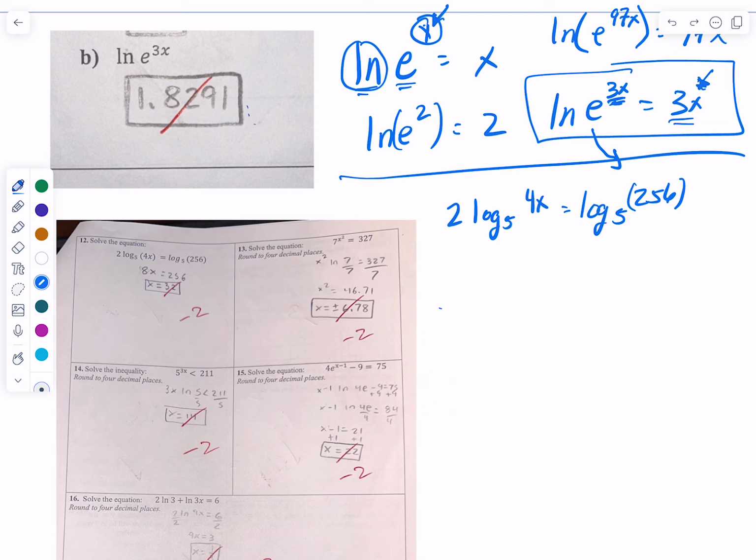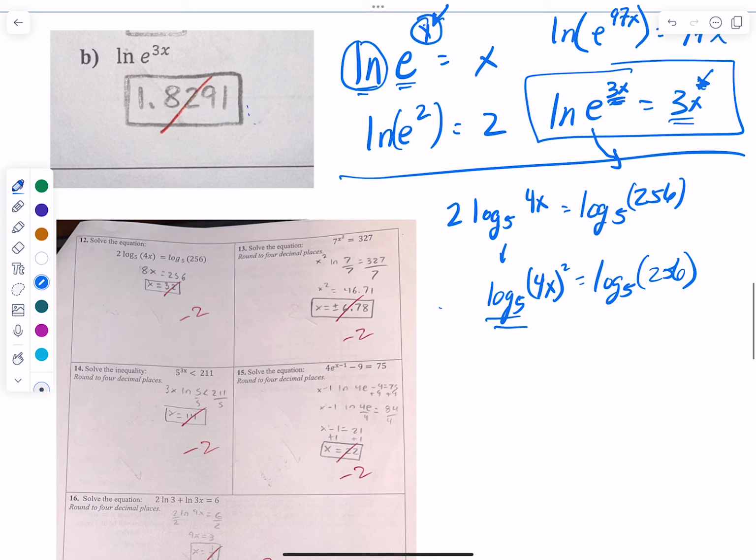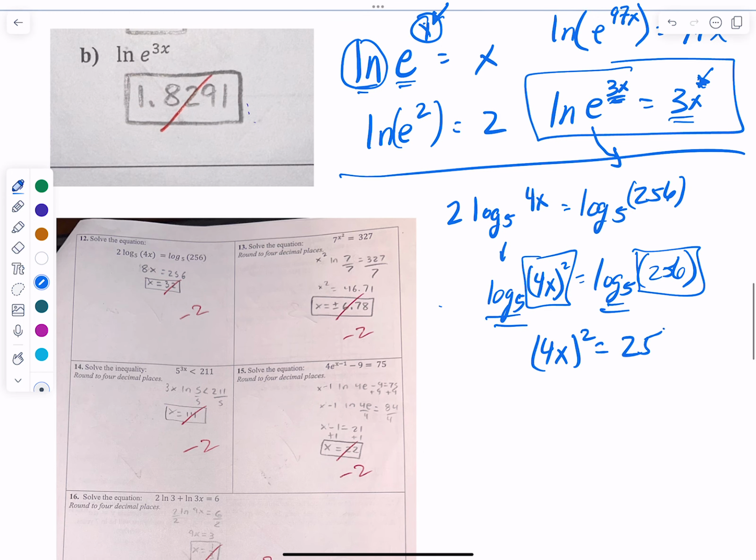All right, so we're going to take this down, and we're going to say, well, log 5 of 4x squared is equal to log 5 of 256. And now it's really cool because we can just drop these log 5s and say that these two things are the same. And then we just say, well, 4x squared equals 256. Square root of 256 is 16. 4x equals 16, right? Square root of that, square root of that. So we get x equals 4.